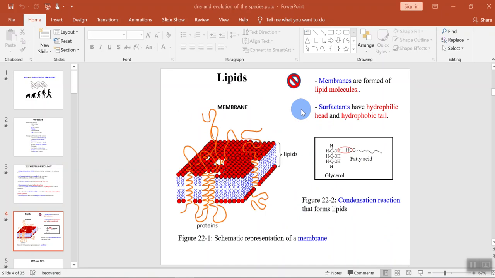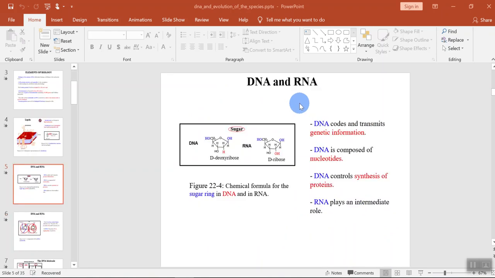Let's skip this one and look at RNA. This is the chemical formula for the sugar ring in DNA. This is for DNA, this is RNA. The only difference is here there's an H, here there's an OH. DNA codes and transmits genetic information. It's composed of nucleotides. It controls synthesis of proteins. RNA plays an intermediate role in the synthesis as well, as we will see.